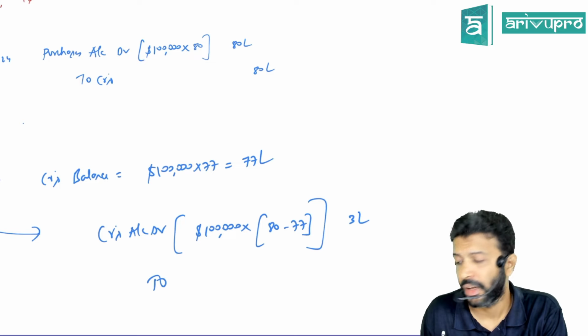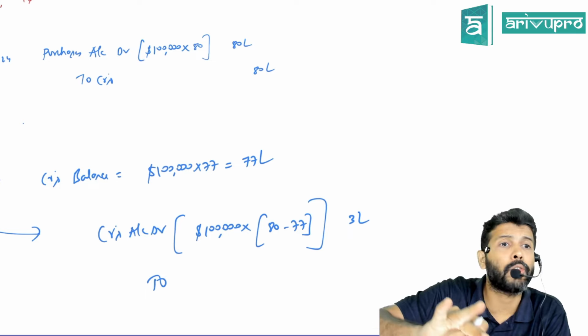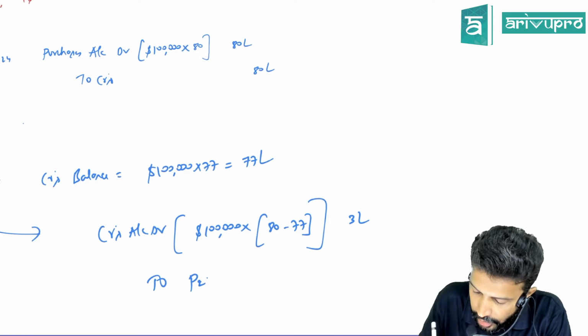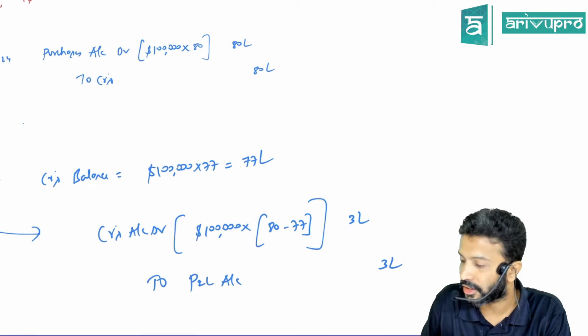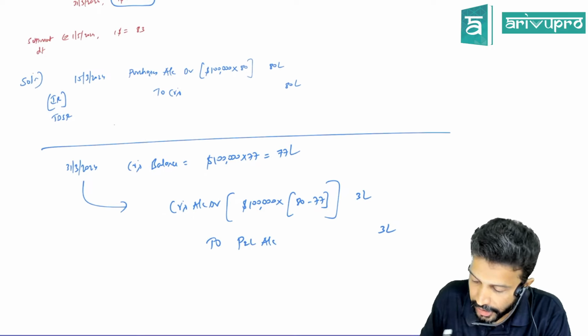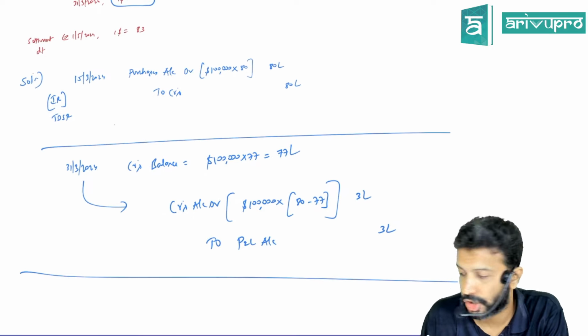Doesn't matter whether it is a forex gain or a forex loss, where will it be transferred? To the P&L account. This is the entry we'll pass on which date? 31st March. That is your closing.